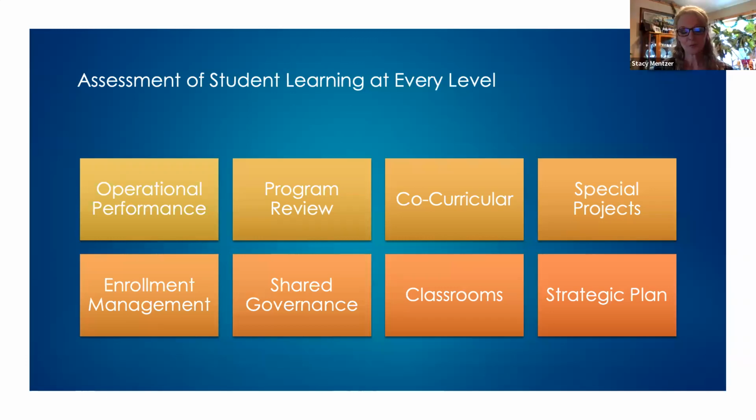Okay, so we both have talked a little bit about assessment of student learning at every level. And on this slide, this is just different examples of groups that we have on our campus. So operational performance is something that I know a number of people are not aware of. And this is all of our functional, or what I call our functional areas. So our business office, financial aid, advising, admissions. It's really about the student services side of things. And we need to assess student learning in those places as well on our campus.